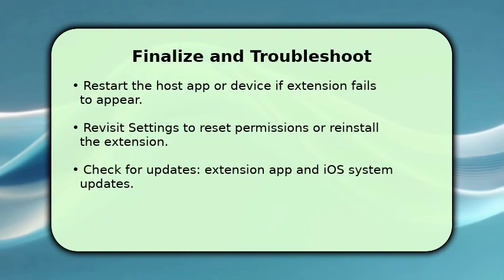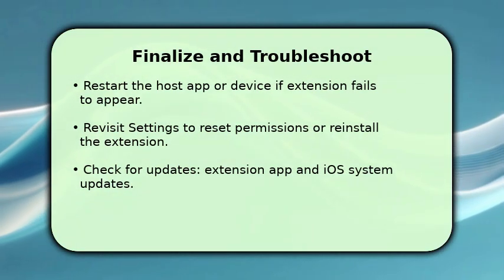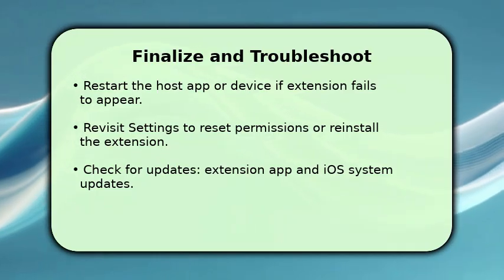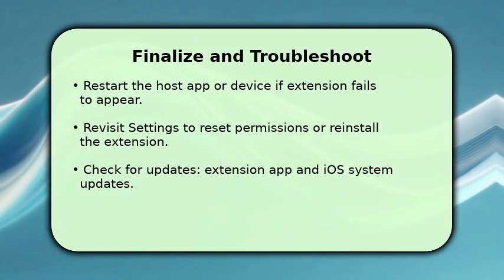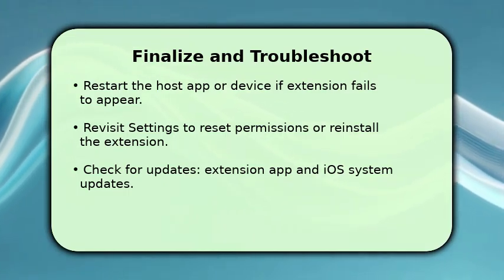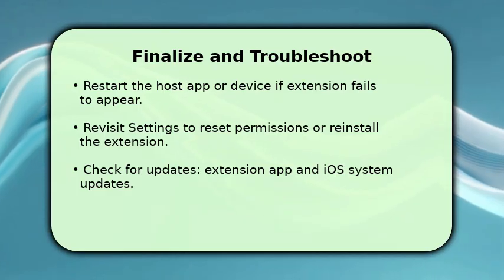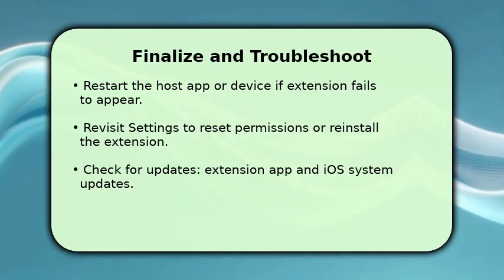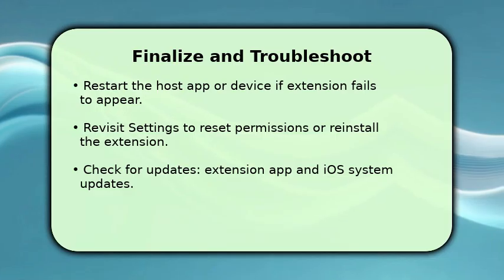Finish by verifying persistent behavior and prepping for fixes. Use the extension in real scenarios and confirm it launches reliably. If it doesn't, force close the Host app and reopen it, or reboot the device to clear transient issues. If problems persist, reinstall the extension app and recheck settings permissions.